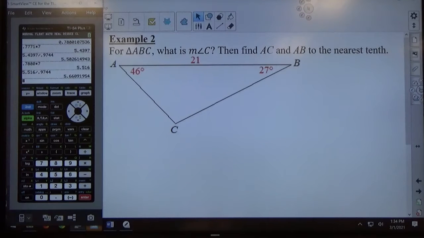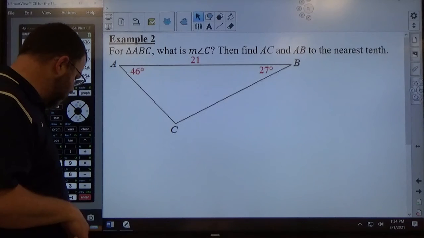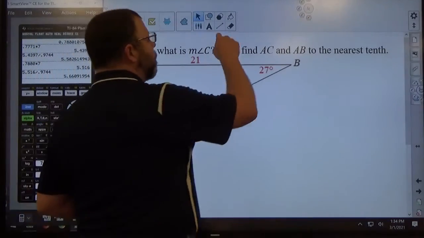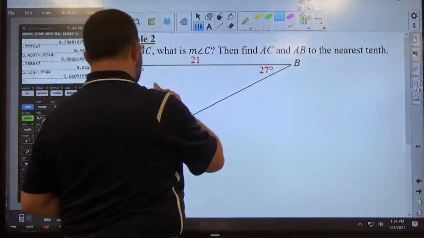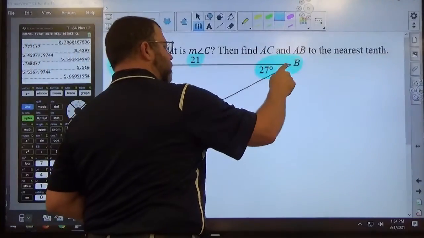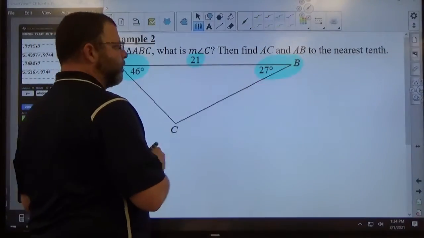Okay, example 2. For triangle ABC, what is the measure of angle C? Then find AC and AB to the nearest tenth. Same direction as the previous problem pretty much. If I diagnose first what I'm looking at and what I'm going to use, I see an angle, a side, and an angle. So that's an angle, side, angle setup.